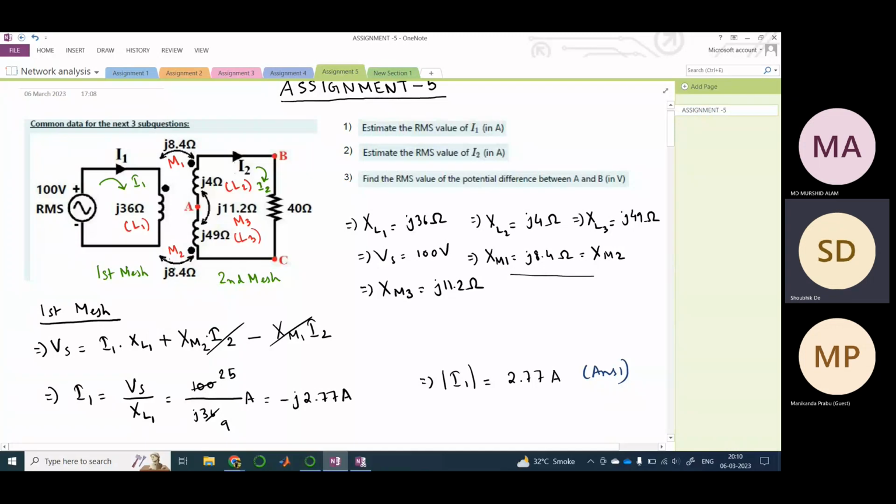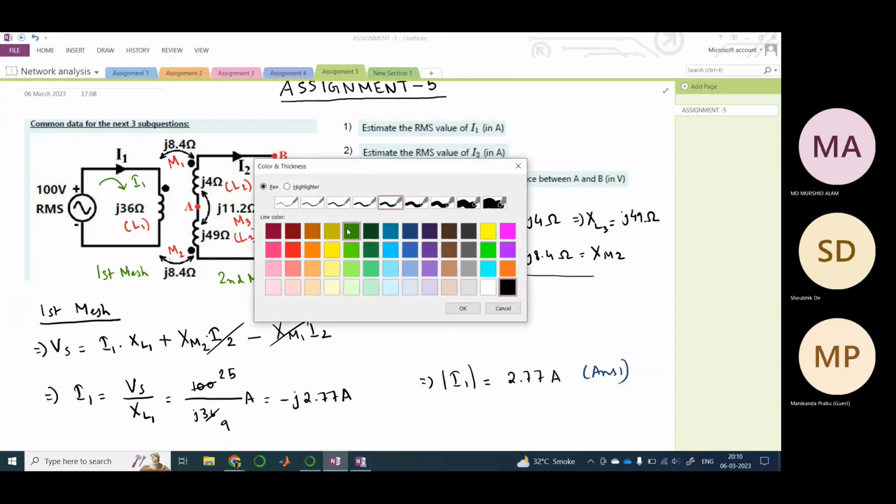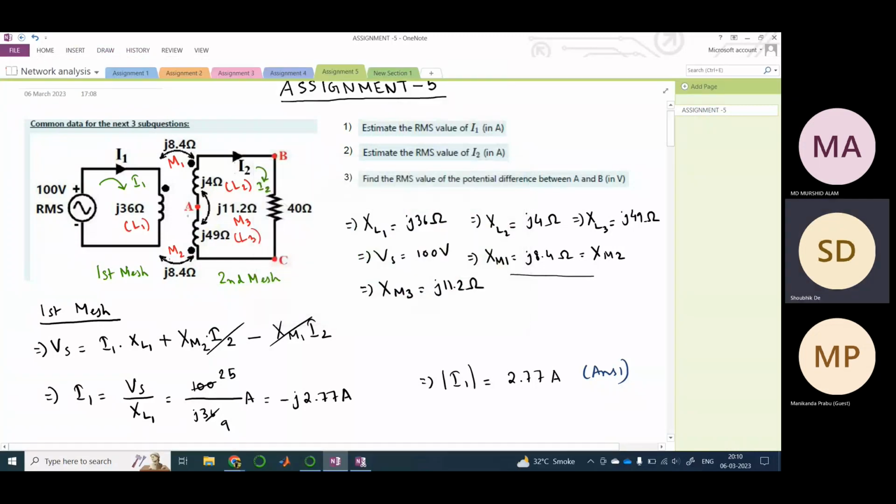So this M2 is this thing. Now clearly you can see here. We can write this as something like this. This is plus, this is minus. Here also this is plus, minus. Now here this is minus, plus, right? This is minus, this is plus because this dot is downward. So here I2 is entering through the plus terminal and I1 is also entering through the plus terminal of L1. Therefore, plus XM2 into I2 obviously.